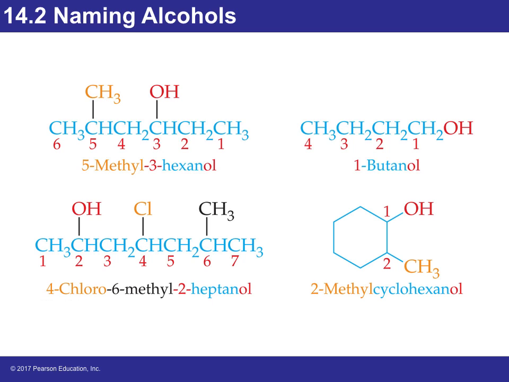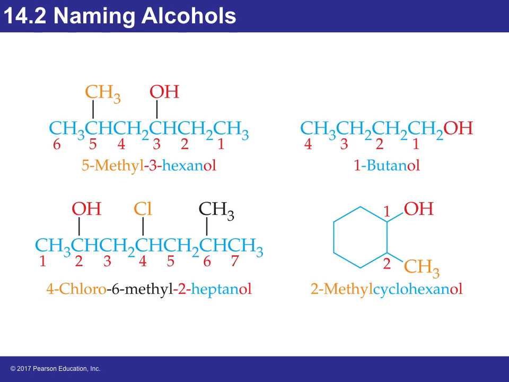Look at the substituent, I see a methyl. Where is it? Well, OH has the priority, so from right to left, my methyl is on carbon number 5. That becomes a 5-methyl-3-hexanol. Next example on the right, count the number of carbon atoms, 1, 2, 3, 4. It's a but-something. OH is at the end. Well, the end on the right is actually the first carbon atom because it's the lowest number, so it's a butanol 1.